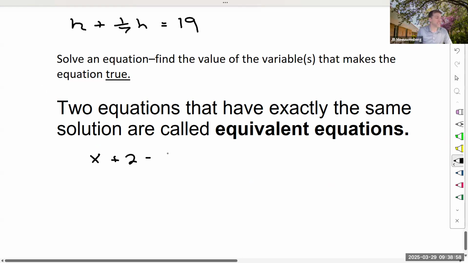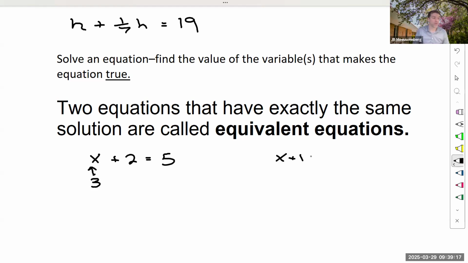x plus 2 is equal to 5. We could probably all look at that and note that there's only one number I could replace that x with that would make it a true statement, and it is the number 3. 3 plus 2 is equal to 5. Now, x plus 1 is equal to 4. We could probably all agree that the only value I could replace x with and get a true statement is 3. So those two equations are equivalent because they have the same solution. All right?